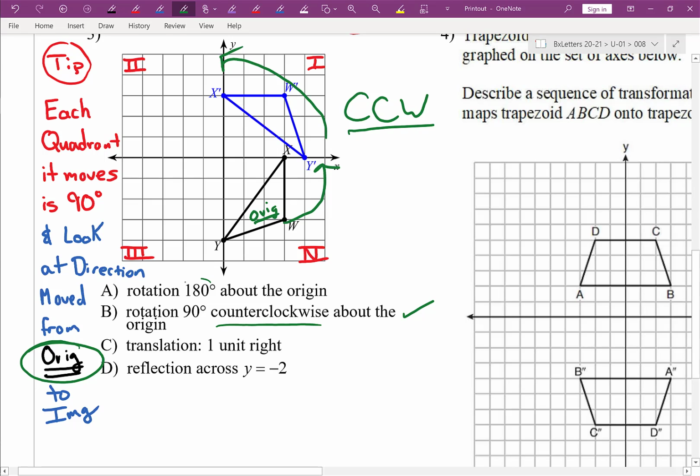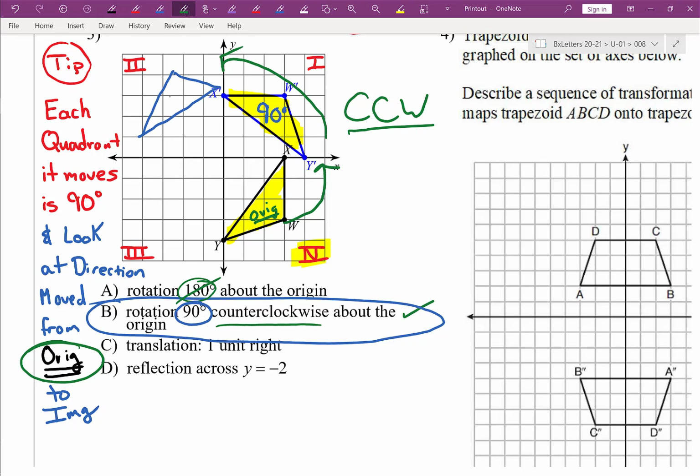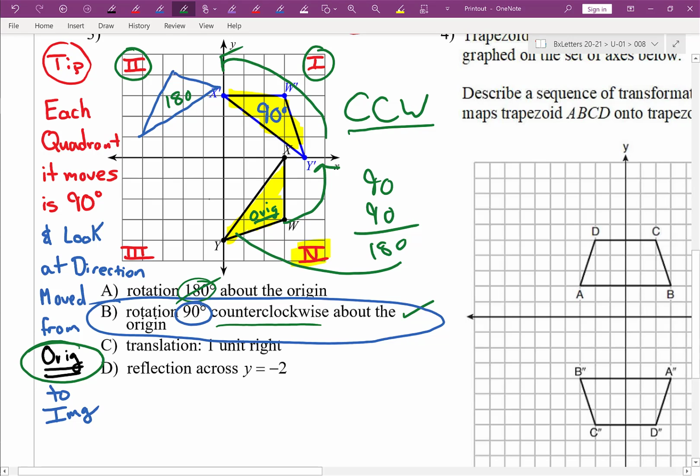The other way I know it's not 180 is how the shape moves. If you see how this shape is in this quadrant, and it just moves to the next quadrant, that one quadrant shift is 90 degrees. Because it shifted from quadrant 4 to quadrant 1, that's a shift of 90 degrees. If my image was here, that's a shift of 2 quadrants, one quadrant and a second quadrant, 90 plus 90. If it lands 2 quadrants away, like if this wasn't here, that would be 180 degrees. And that's how you can see that.